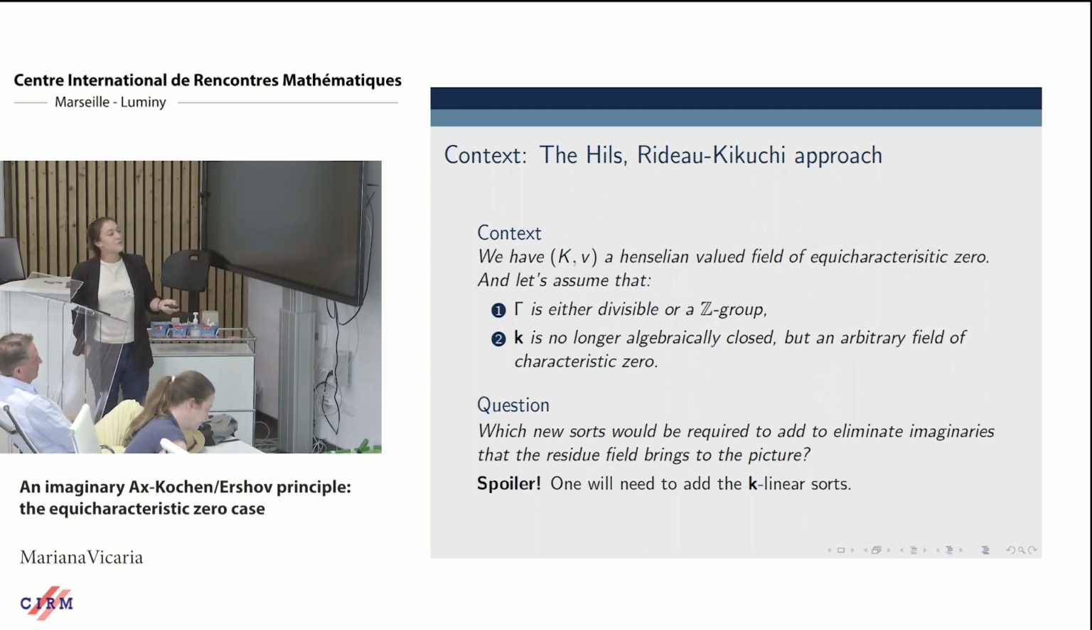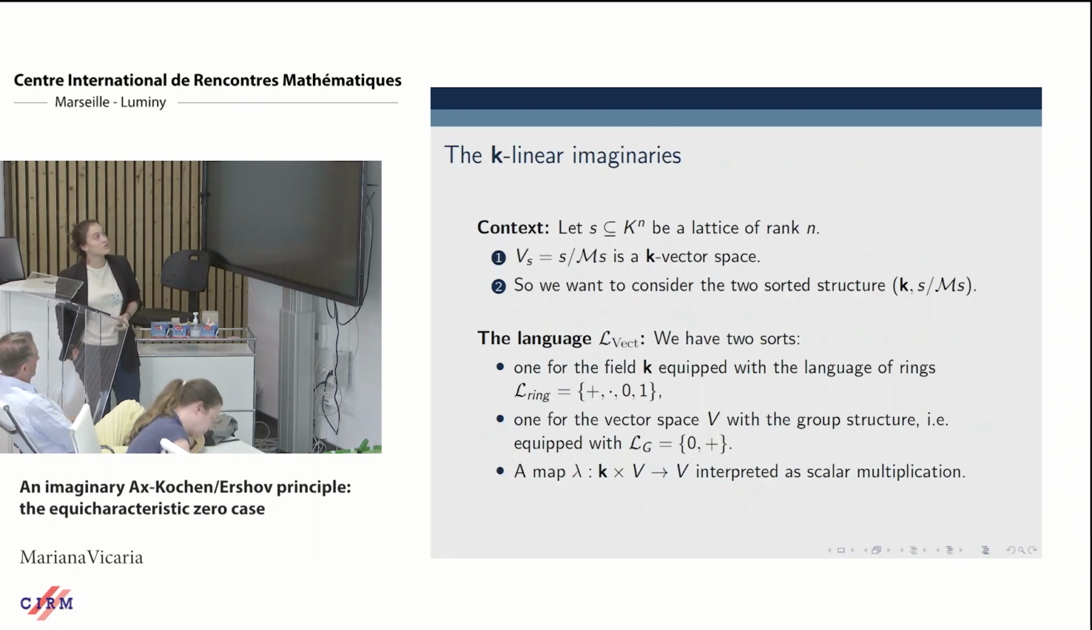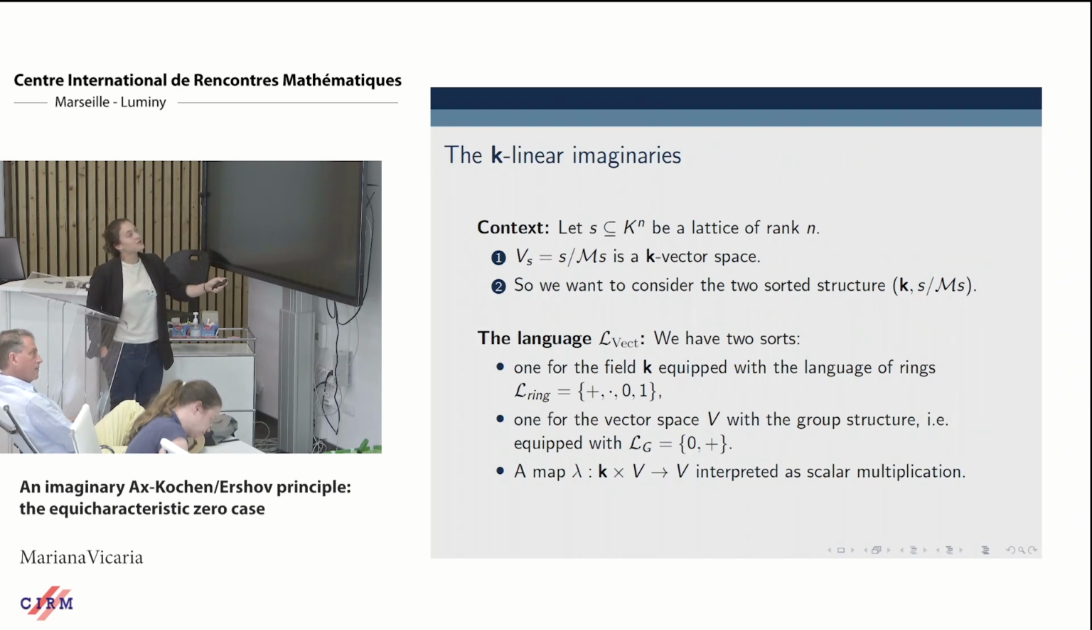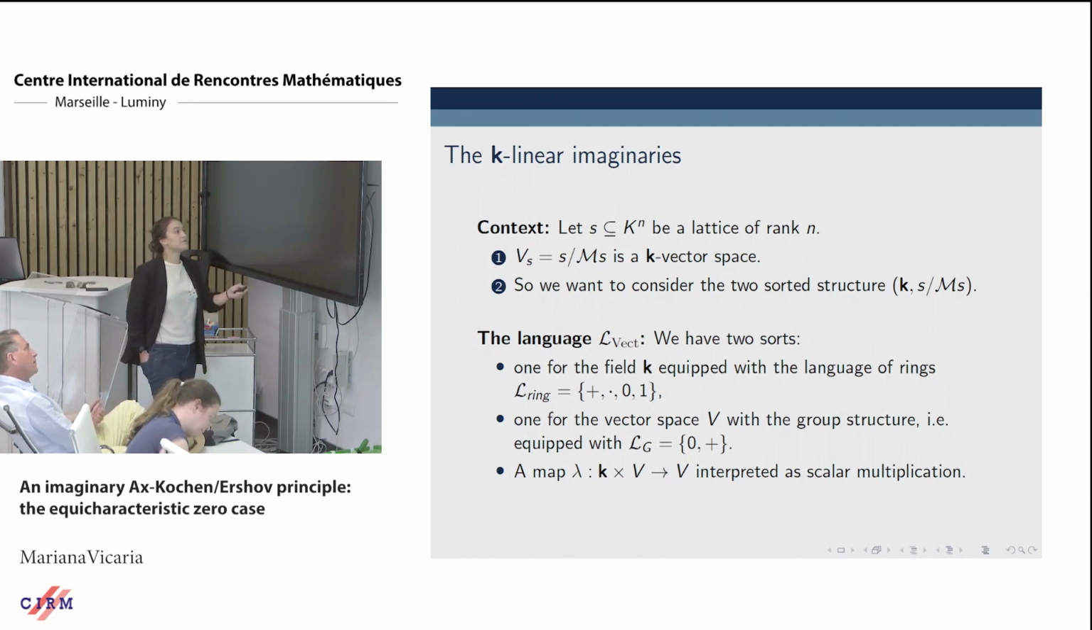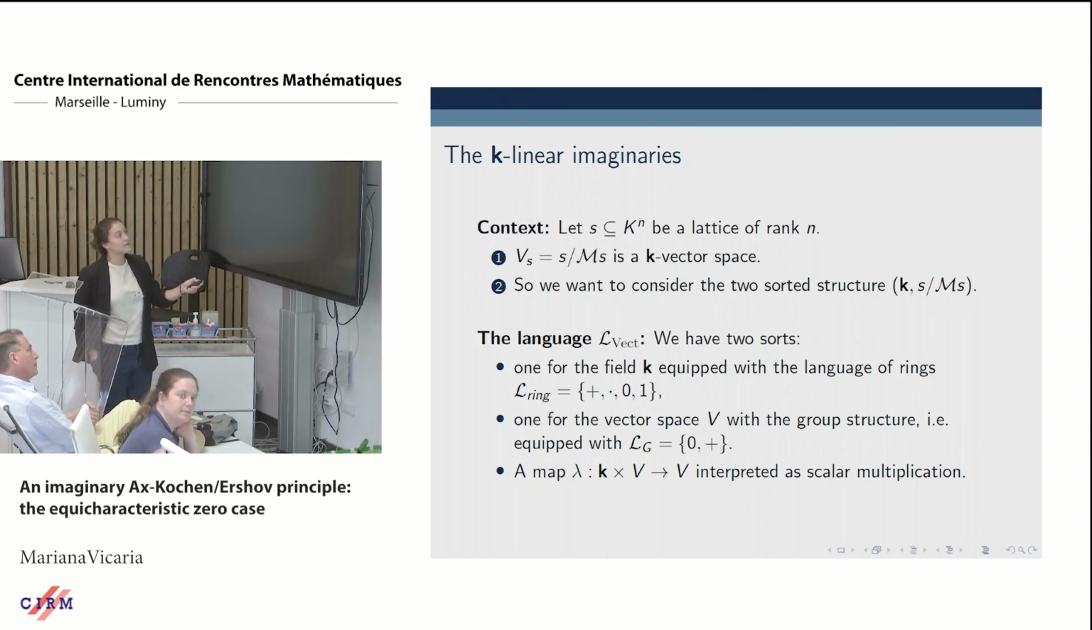So what they came up with is what they call the k-linear sorts. So that's what I'm going to introduce. So let's say that you start with a lattice of rank n in K^n, right? So I'm changing a little bit here in my notation. I'm going to look at the reduction of the lattice modulo the maximal ideal. And I'm denoting it now to be S-bar, right? Because, well, it is well known that this structure carries a vector space structure over the residue field, right? This is just a vector space over the residue field.